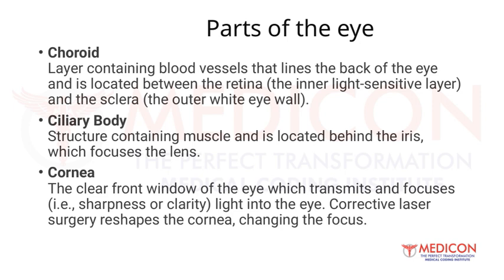Finally, we have the cornea, which is the clear front window of the eye. The cornea not only transmits light into the eye, but also helps focus that light, ensuring our vision is sharp and clear. Interestingly, corrective laser surgeries like LASIK work by reshaping the cornea to change how light is focused, improving vision. All these parts work together seamlessly to help us see the world clearly. Understanding them gives us a better appreciation of how complex and amazing our eyes truly are.